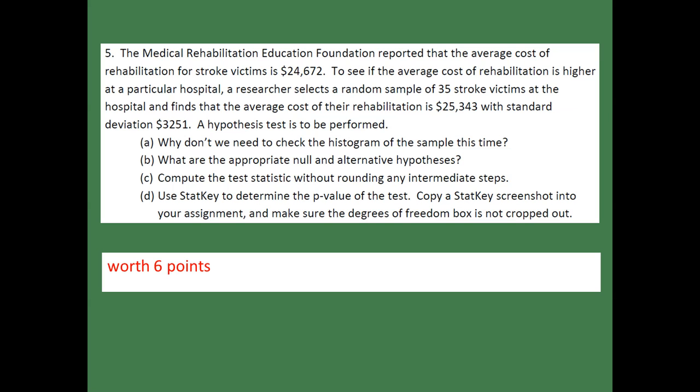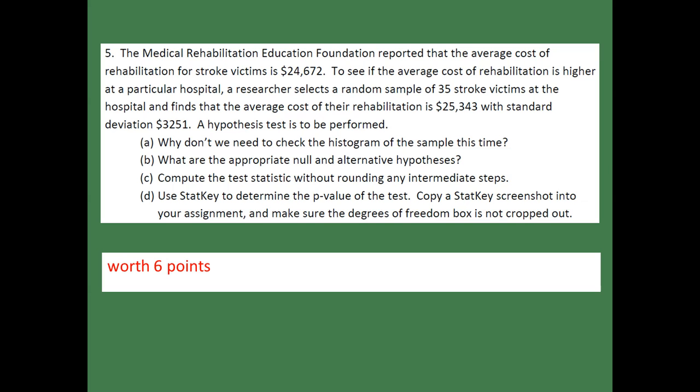Number 5, which is a hypothesis test, this is worth 6 points total. It's half a point for part A, 2 points for part B, 1.5 points for part C, and 2 points for part D. Part A, the half point, why don't we need to check the histogram of the sample this time? Kind of like with 4A, saying the sample size is large enough isn't going to be enough of an answer. If you want to phrase it that way, the sample size is large enough to, and then fill in the blank at the end of that sentence, that works. So yes, the sample size is large enough, but large enough to do what? That's the answer for A.